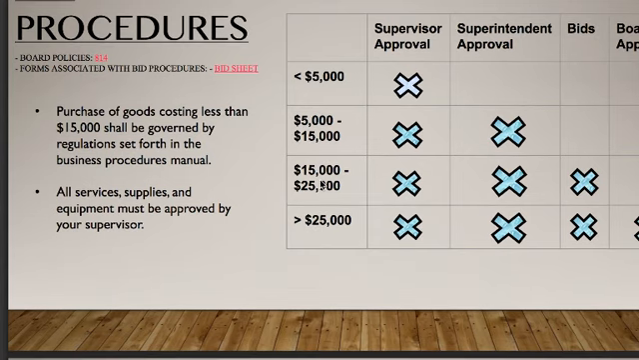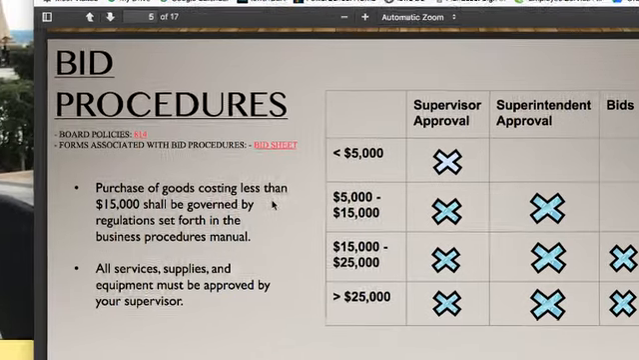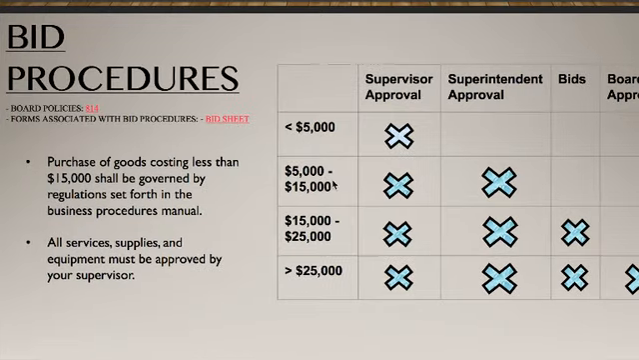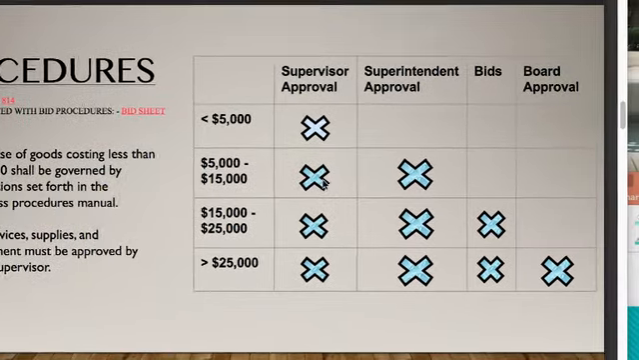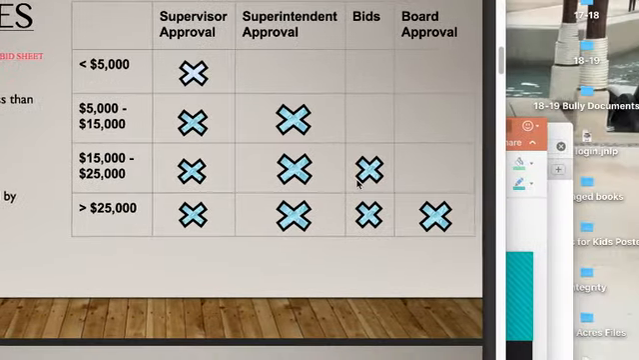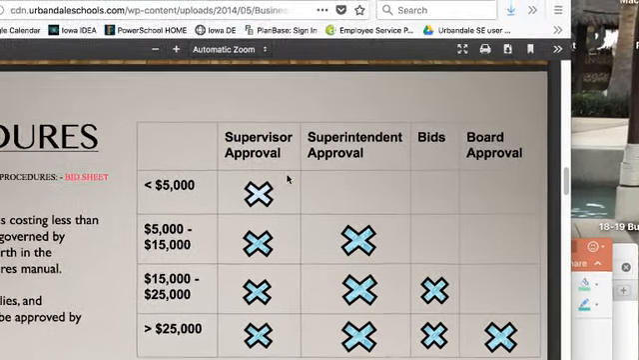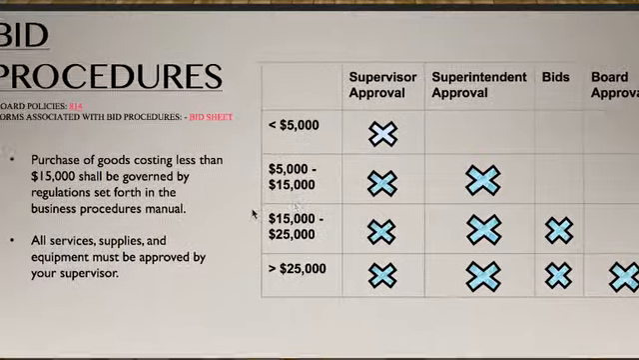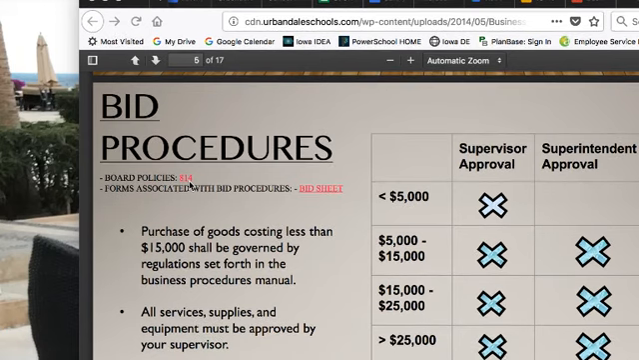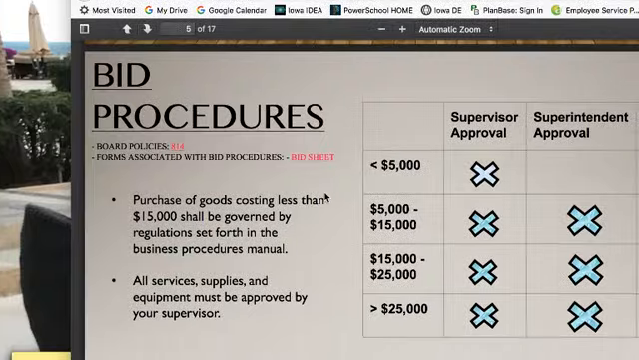So this basically means that any purchases that are over 5,000 must be approved by the supervisor and superintendent. 15 and higher, we must have bids and ultimately board approval. Purchases less than 5,000, we only need supervisor approval. So there are links within the presentation which are helpful, policy links as well as the forms that are needing to be completed.